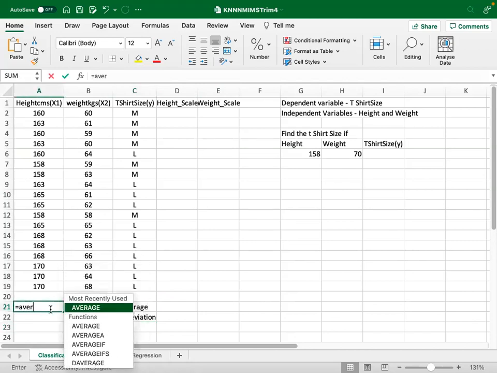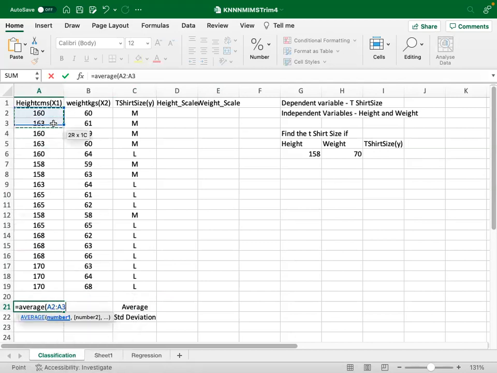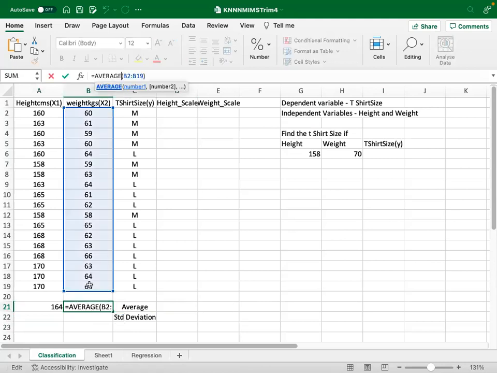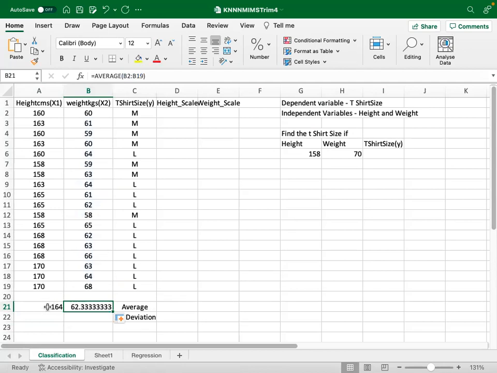Is equal to average, open bracket, then select the values. You got the average of 164. I will drag the formula to the right side. For weight, it is 62.33. The average of weight is 62.33. The average of height is 164.